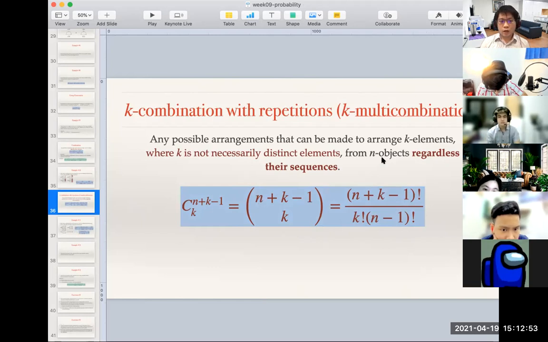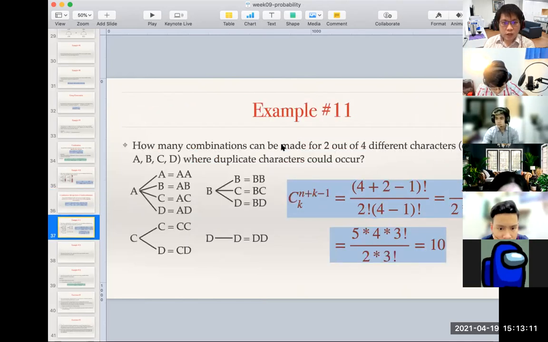So where does this formula come from? There is a proof to get this formula, but I don't think you are very interested in this kind of proving, so let me skip the proving part and go directly to the examples. How many combinations can be made for 2 out of 4 different characters, for example A, B, C, D, where duplicate characters could occur? A can be matched with A, becoming AA. Similarly, BB, CC, and DD.